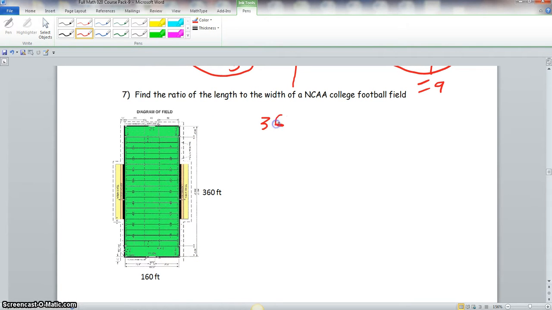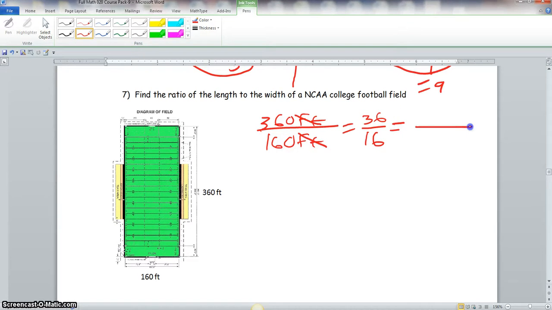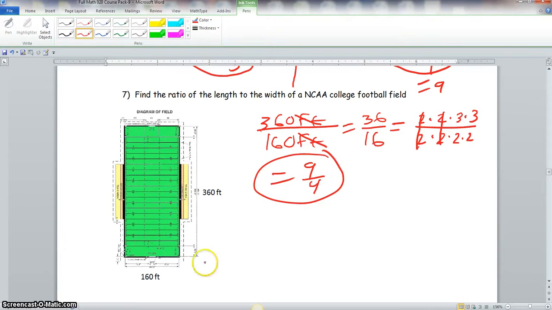So it'll be 360 feet divided by 160 feet. Now we know the feet will simplify out, and we could divide both of these, this numerator and denominator, by 10, and that would give us 36 over 16. Now we could take the prime factorization of 36 and 16, which would give us 2 times 2 times 3 times 3. Now 16 breaks down to 4 twos. Now we simplify out what they have in common, which is 2 sets of 2's, and we would be left with 9/4, and that would be it.